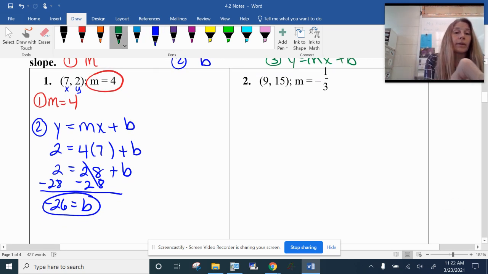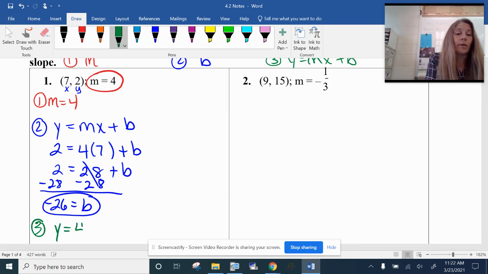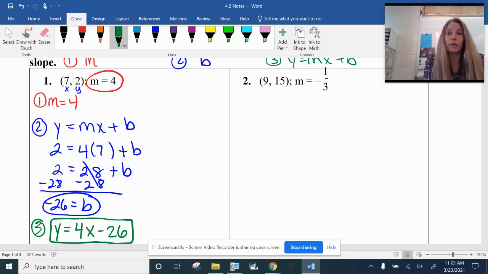Now once we do that, we can write the equation y equals 4x minus 26. Notice I did not put that x and y value back in. I left those as variables to represent all the different points that could be on this line, but the slope and that y-intercept are going to remain constant, so those values do go into the equation.